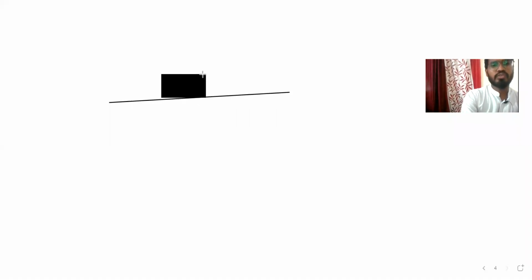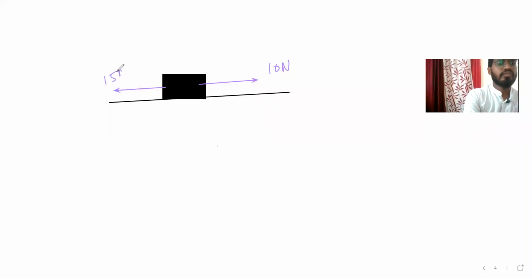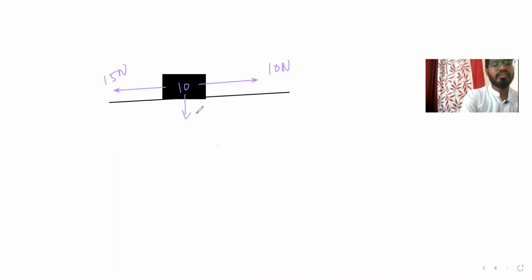Maybe sometimes I explain things many more times, but the thing is, you are supposed to understand it properly. So I explain things again and again, but that's fine. One force is acting in this direction, 10 Newton. One force is acting 15 Newton in this direction. Mass is, let's take, 10 kg. Downward is acting, so obviously downward 10 g, right?